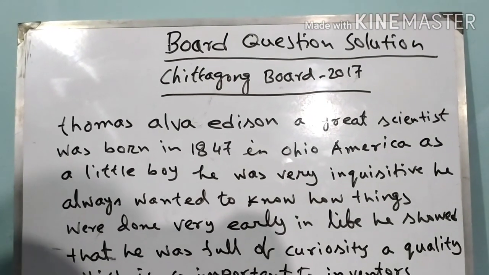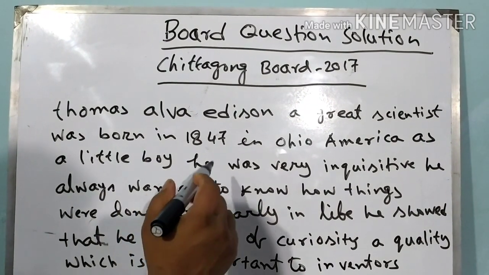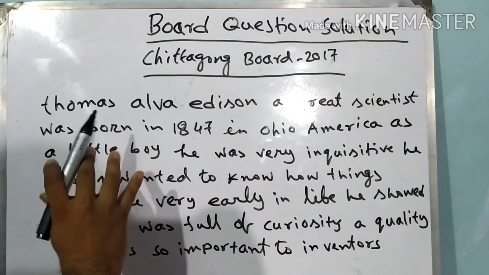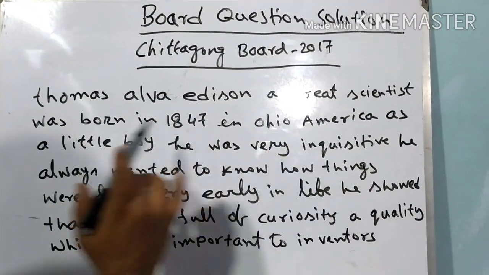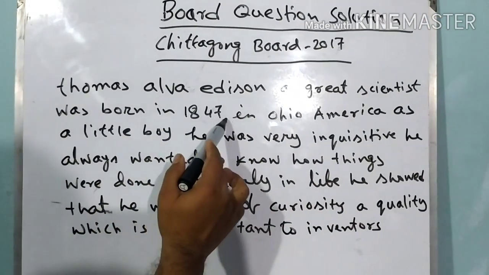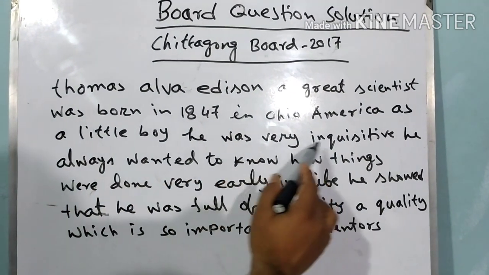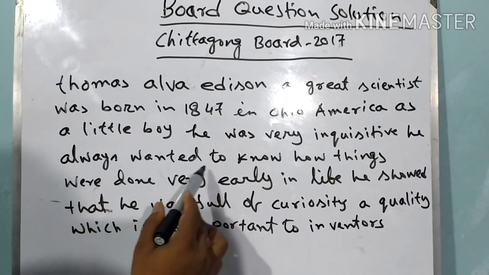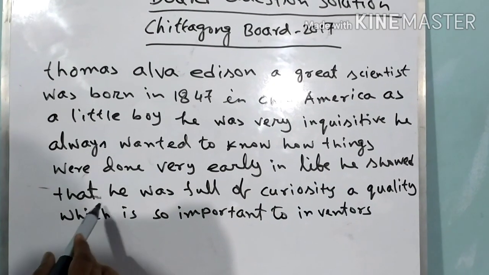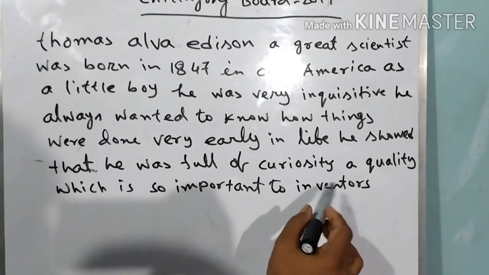Students, another example for you, and the example came in Chittagong Board 2017. Students, here you see there are some sentences, a continuous passage. Thomas Alva Edison, a great scientist, was born in 1847 in Ohio, America. As a little boy, he was very inquisitive. He always wanted to know how things were done. Very early in life, he showed that he was full of curiosity, a quality which is so important to inventors.